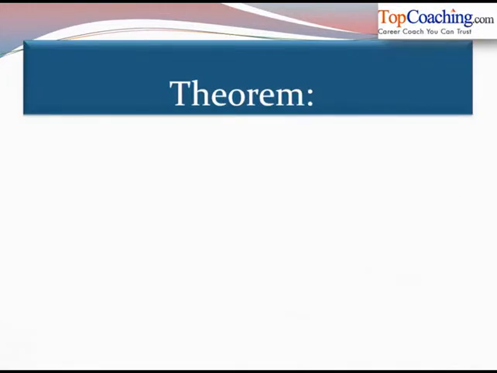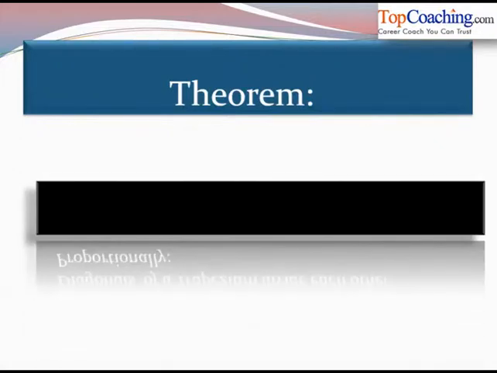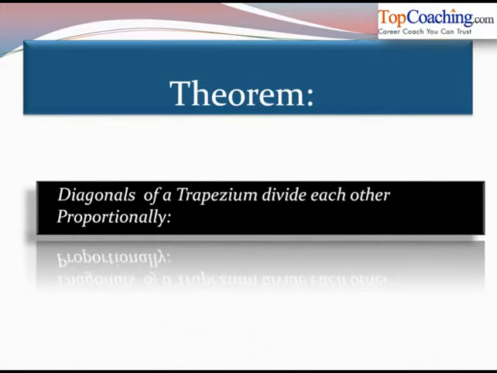Now let's try to understand one more very important theorem, and this is: the diagonals of a trapezium divide each other proportionally. So this theorem says that the diagonals of a trapezium divide each other proportionally. Now what is a trapezium? A trapezium is a quadrilateral such that two of its sides are parallel to each other.